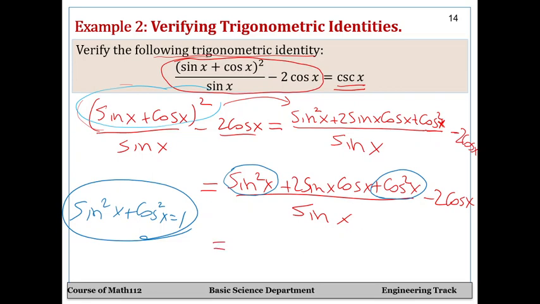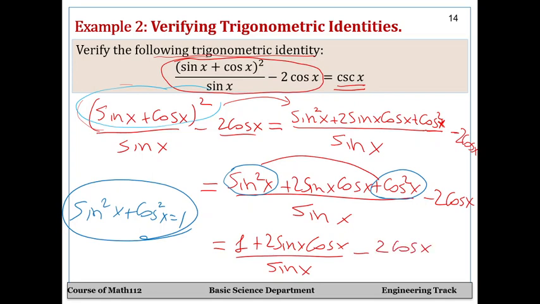So I can write this then. There's two of them. It will be 1 plus 2 sine x cosine x divided by sine x, and then minus 2 cosine x. So how can I combine these two things? These are basic fractions. Basically, there are two fractions and we want to combine them. The easiest way is to make the denominator the same. So how can I make it? There's sine x, there's 1. What will I do?